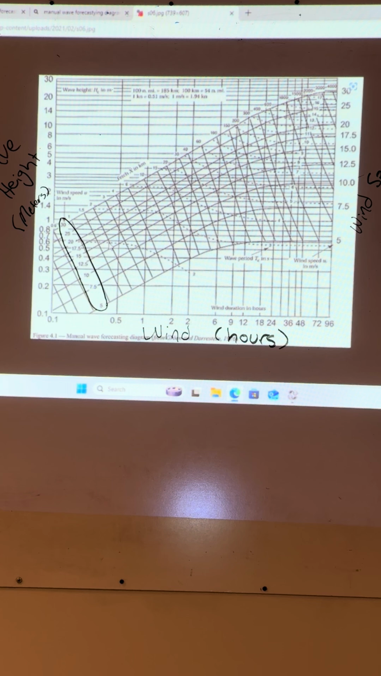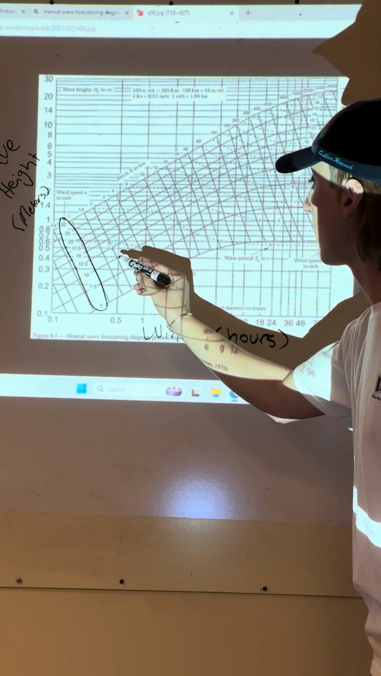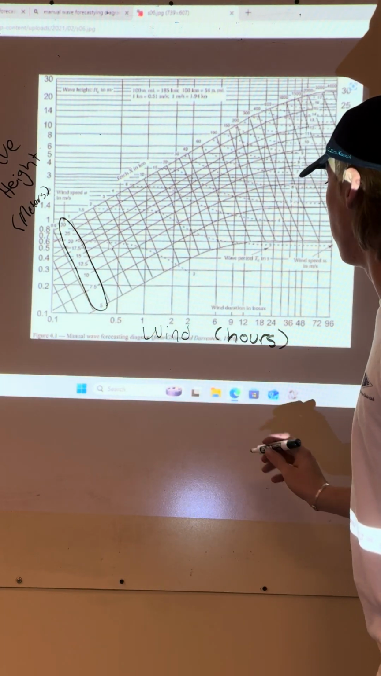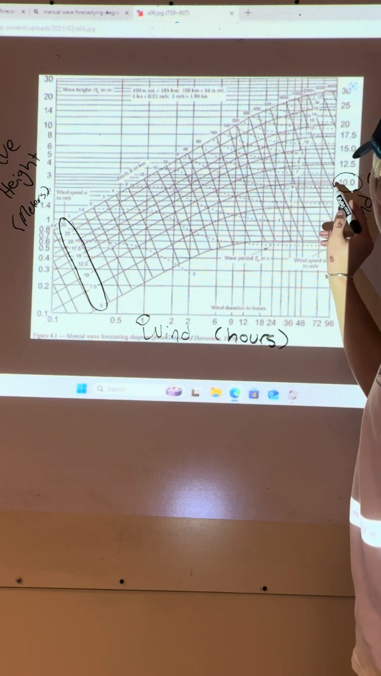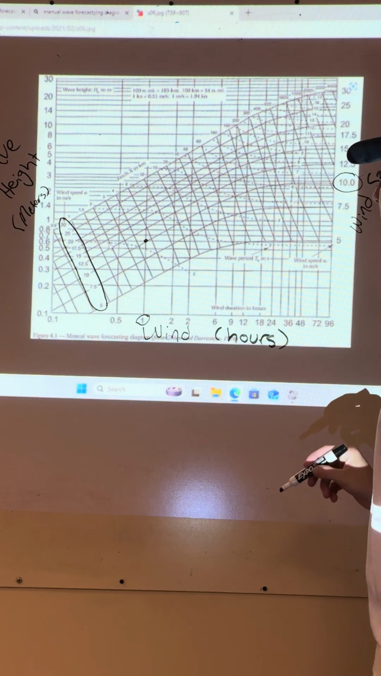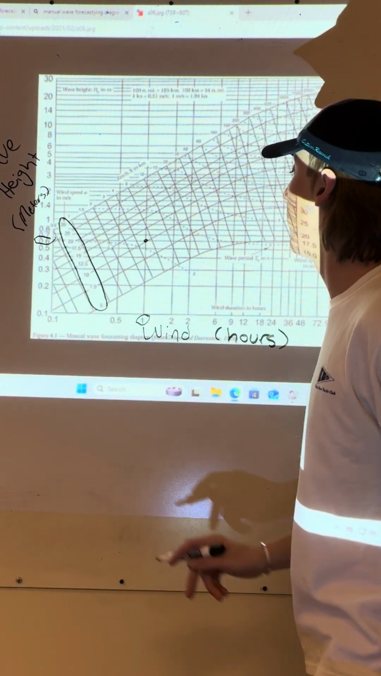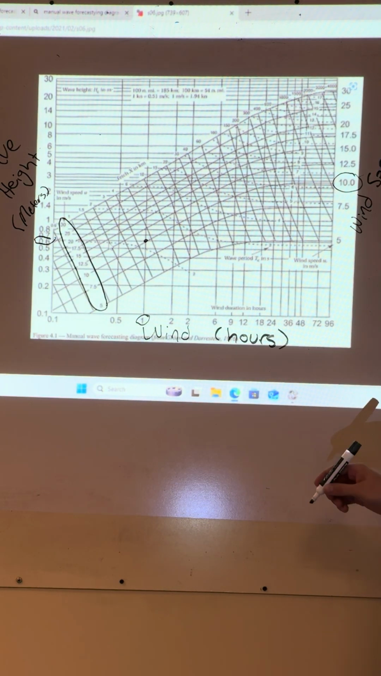Let's see what happens when we start to graph some things. I want to know what the wave height is going to be with a 10 meter per second wind speed, which means that I'm going to follow this curved line here. What about if the wind's been blowing for 1 hour? And now I can check how tall is that wave over here? 0.6 meters.